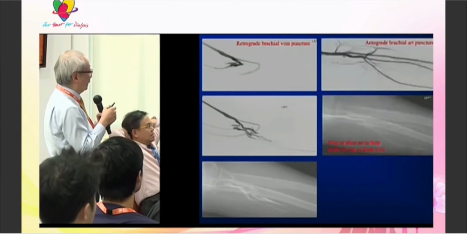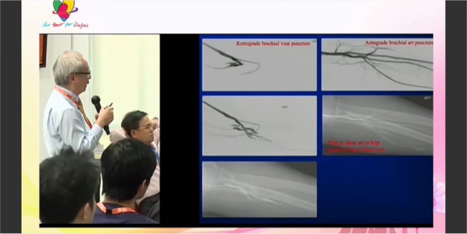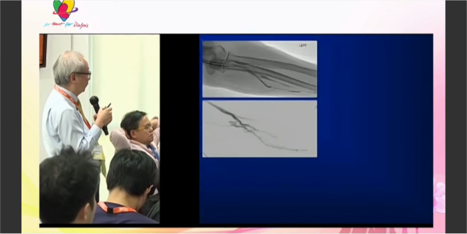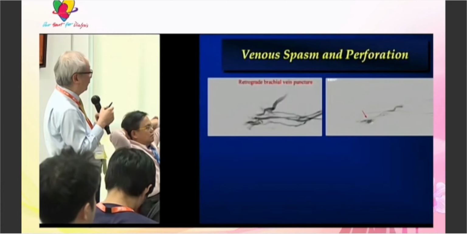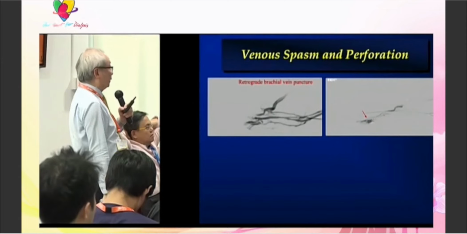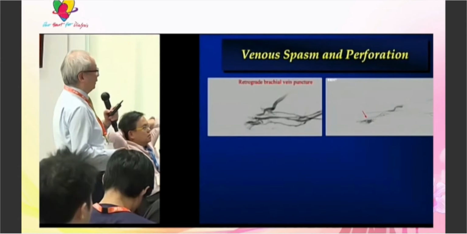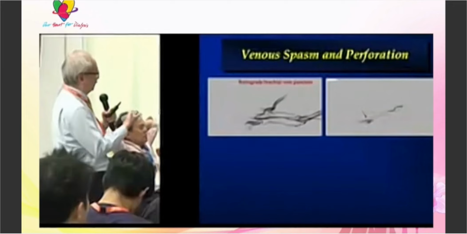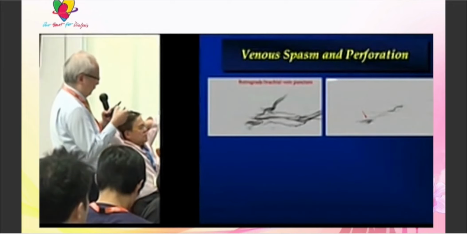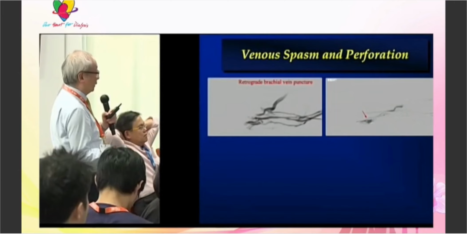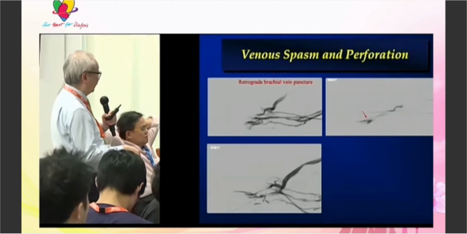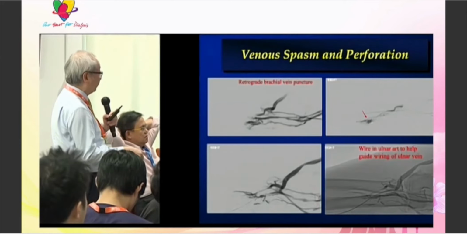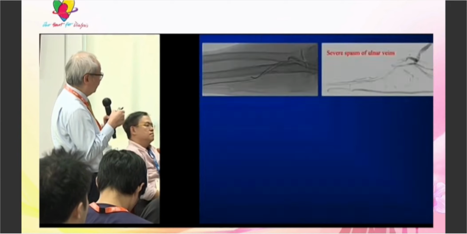This was the case that I showed earlier, often requiring a wire in the ulnar artery to help us navigate our way. So just skip through this case. Okay, venous spasm and perforation. This is another patient. Again, you can see the anatomy is different from the other one. It's also coming retrograde, and you can see that we have perforated some veins. Same trick again, we put a wire in the ulnar artery, so we managed to find our way.